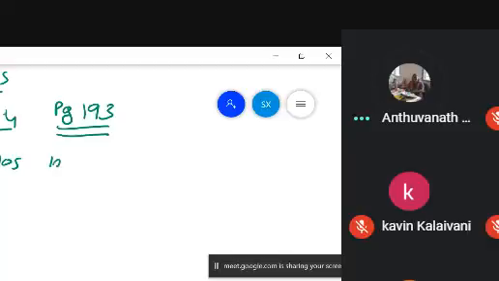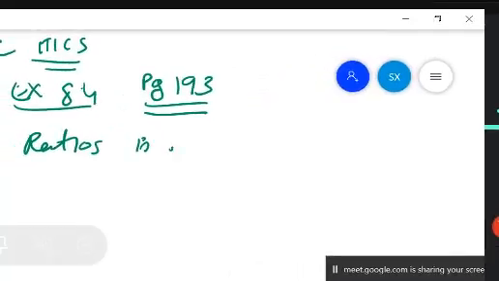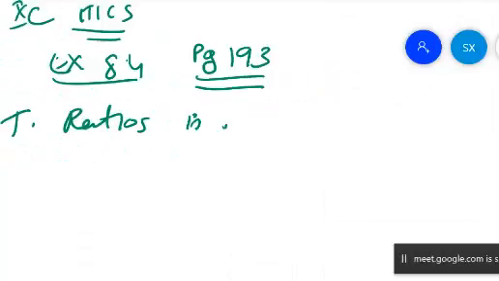Sin A, all the ratios will do. Then sec A and tan A, all in terms of cot A. We will do all the ratios so that you will understand.